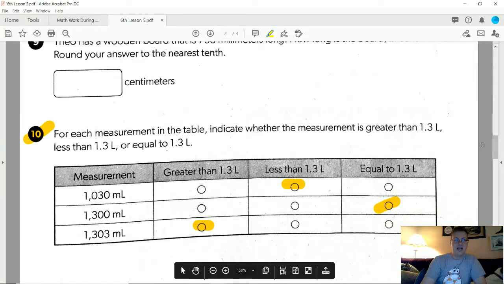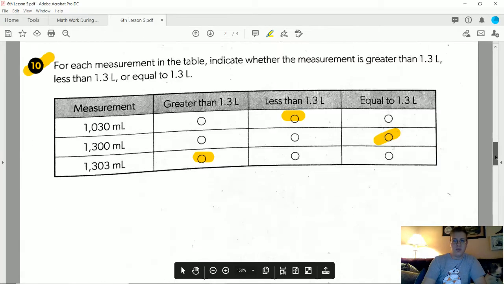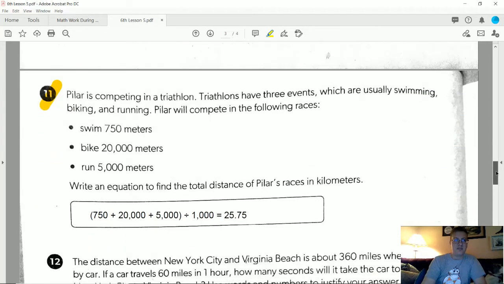Number 10, so 1.3 liters is equal to 1,300 milliliters. So our first one would be less, our middle one would be equal to, and 1303 would be greater than 1.3 liters. Number 11, this person is competing in a triathlon.